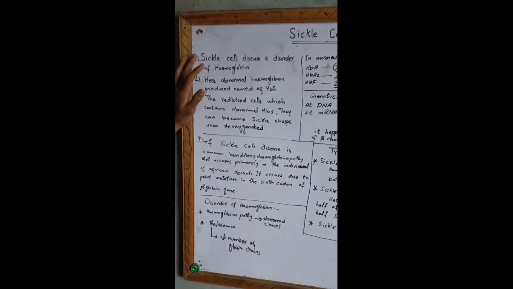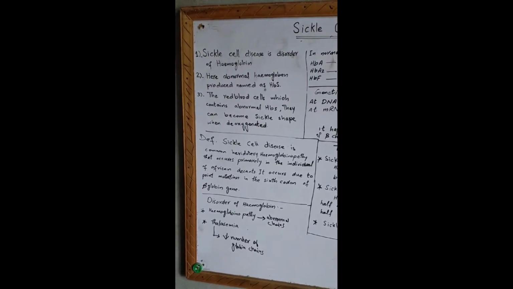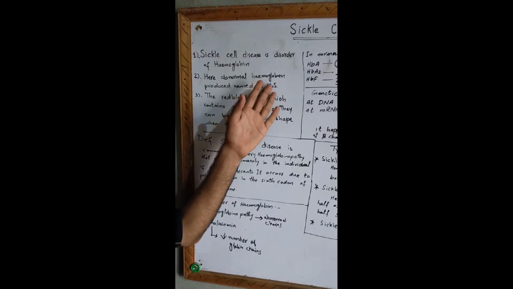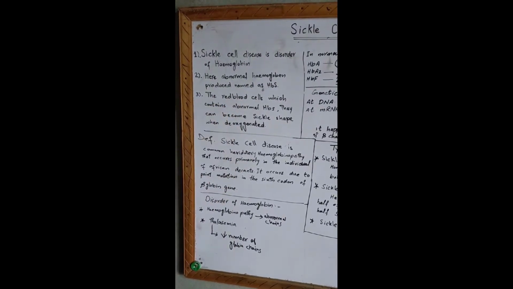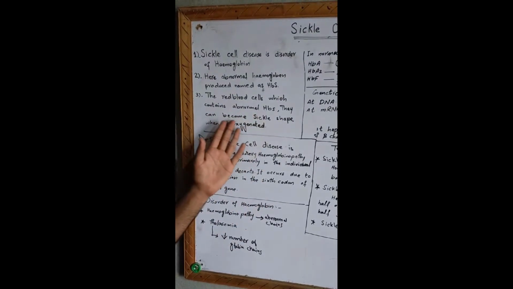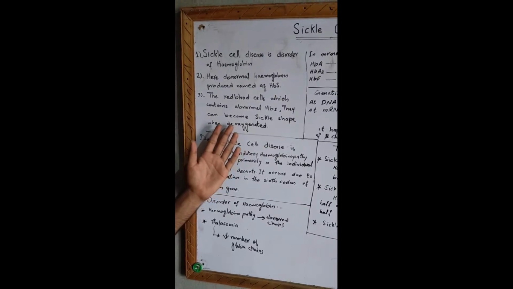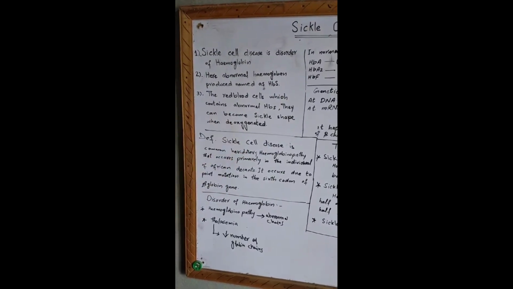The first point is sickle cell disease is a disorder of hemoglobin. The second point is the abnormal hemoglobin produced is named hemoglobin S. And the third point is red blood cells which contain abnormal hemoglobin S can become sickle shaped when deoxygenated. This means cells will be sickle shaped only when they are deoxygenated.